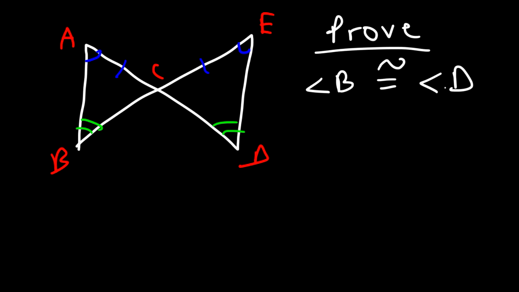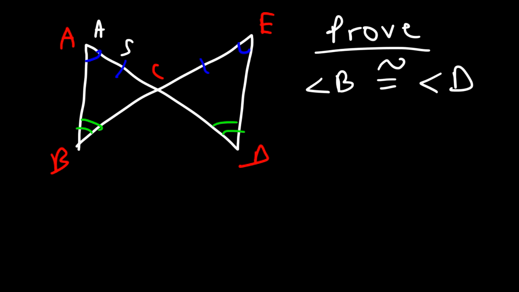So right now, we can't use any postulates here because all we have is an angle and a side. We don't have this yet. This is what we're trying to prove. So we can't use that right now. So what else do we know about triangles ACB and ECD.